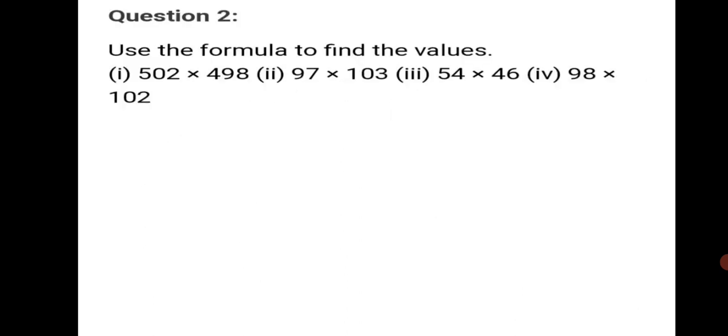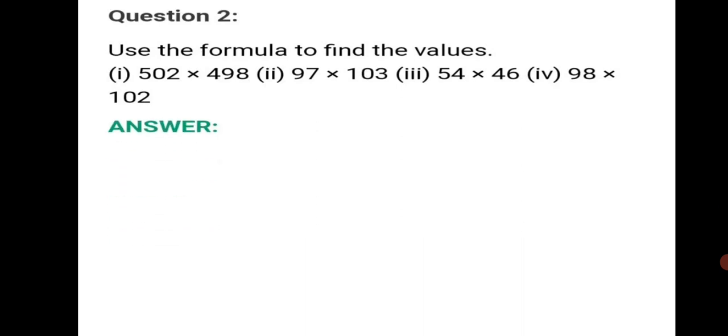Now let us move on to question number 2. Use the formula to find the values. Again you have 4 sub questions. Now here we have to use the same formula. (a plus b) into (a minus b) is equal to a square minus b square. So by now you must have learned the formula very well. Let's see how we can solve it.